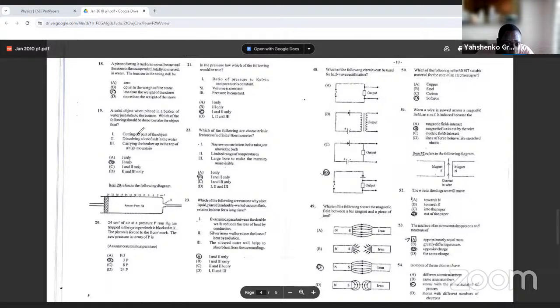Dissolving a lot of salt in the water. Yes, if you dissolve a lot of salt in the water, then the water itself will get heavier and cause the gap between the densities of the two to be closing, right? The relative density becomes less. Carrying the beaker up to the top of a high mountain does not do anything in this case, as it has to do with a play with densities. So the answer is just 2 only, which is B. So you change the density of the water, and that will give an effect.